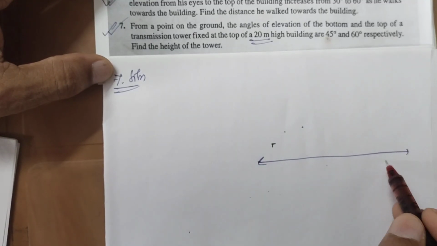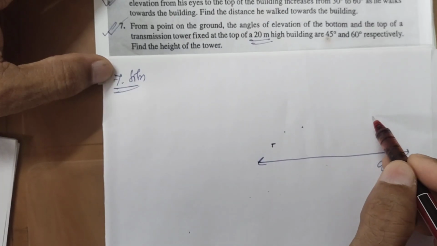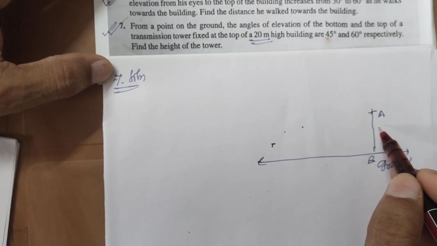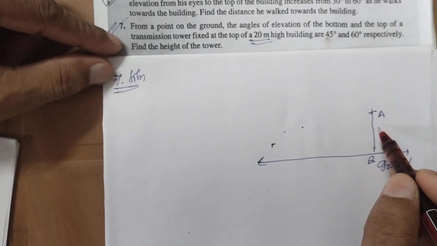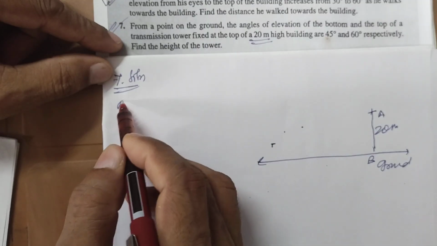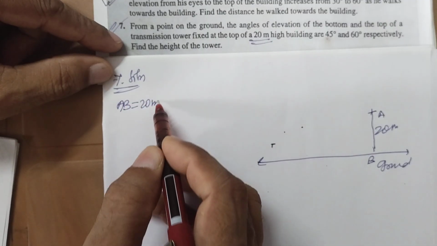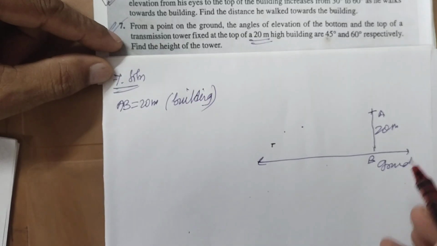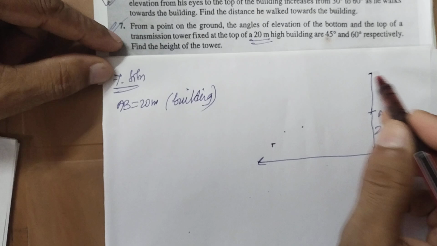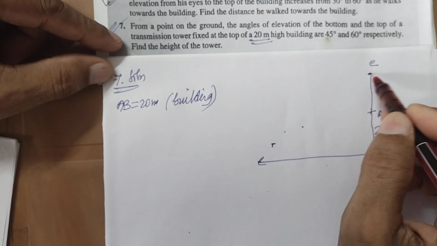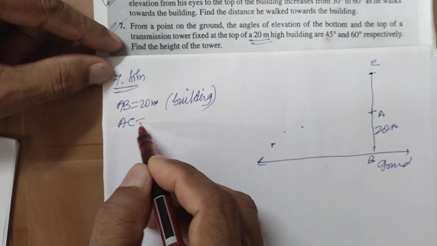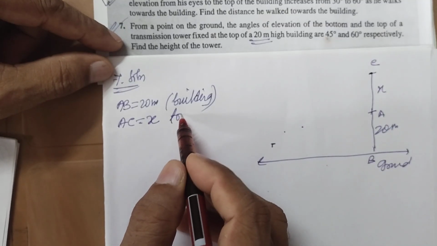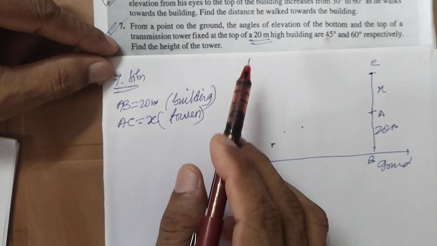This is the ground level, and there is a building, let it be AB. AB is the building, it is 20-meter high. And above the building there is a tower, let it be C, this is the tower. AC is equal to x, you don't know how much, so mark AC as x. It is the height of the tower.